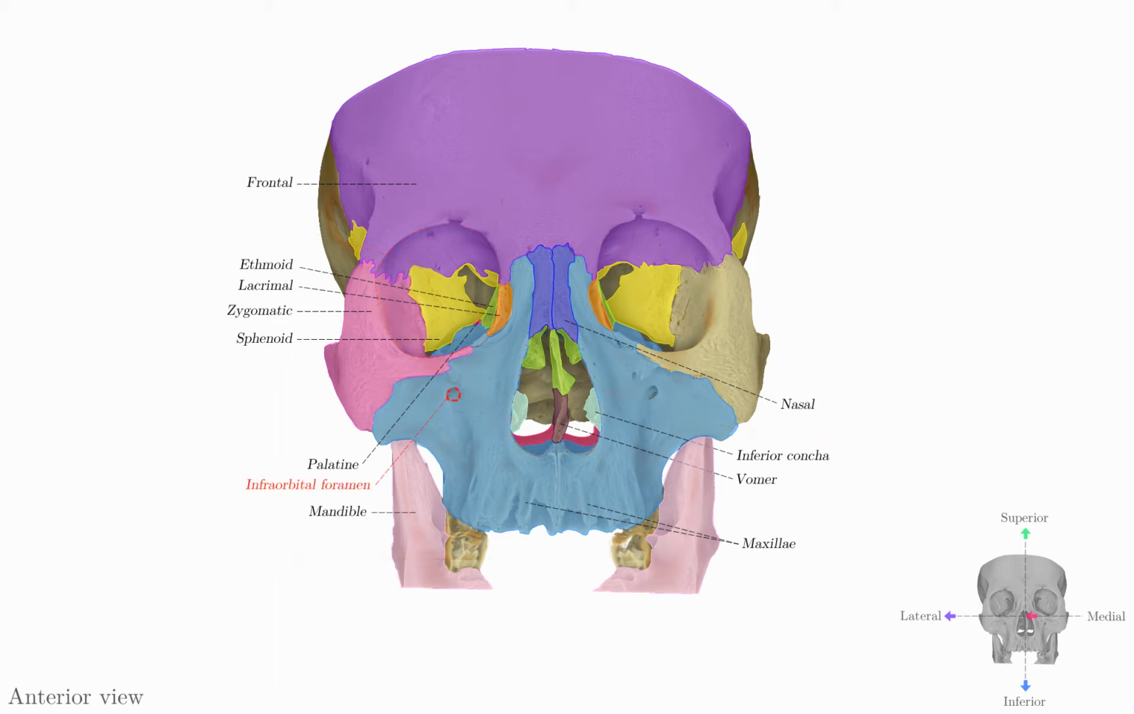Another important feature of the maxilla is the infraorbital foramen, where the infraorbital nerve, the second branch of the trigeminal nerve, emerges from the infraorbital canal.